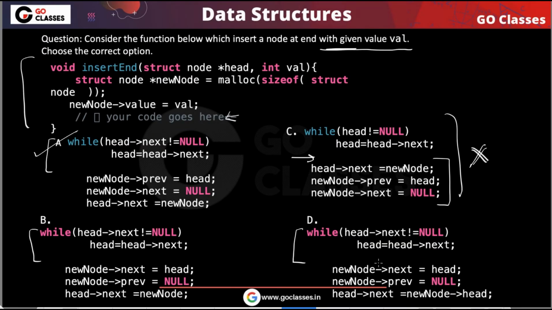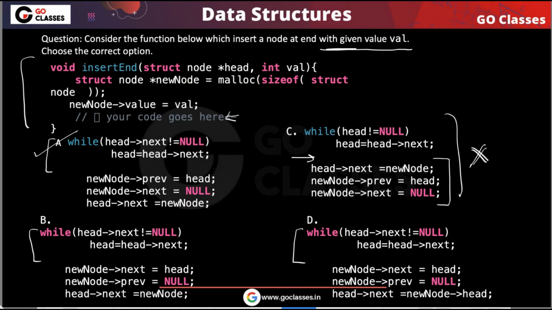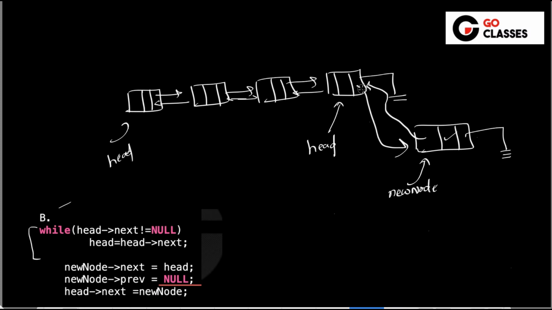What about B and D? Let's analyze these two also, right? Let me copy this, and let's analyze B and D. So maybe I can copy this B there so that it will be better, right? Okay. Before I analyze this, let me remove these links. Okay. So B is saying that new node next equal to head. New node next, which means this should point to whatever head is pointing to. Okay, this is something wrong.